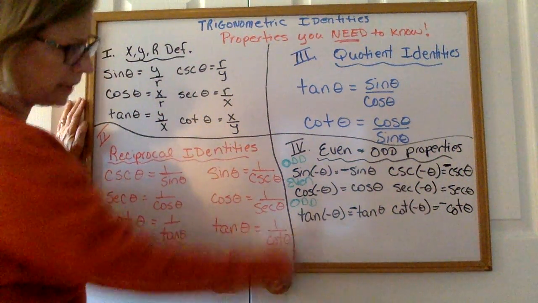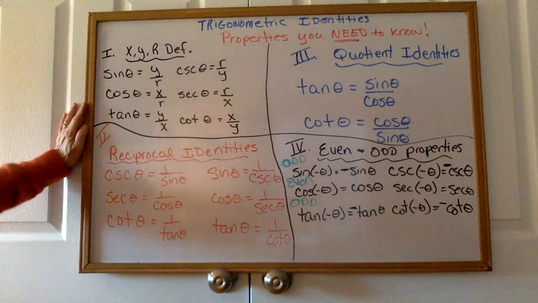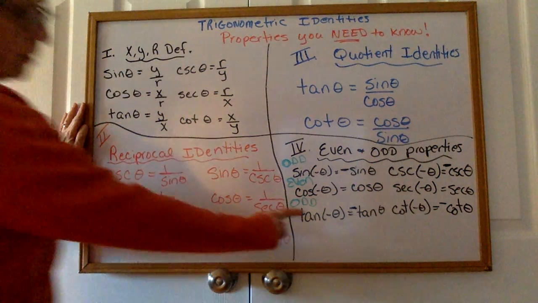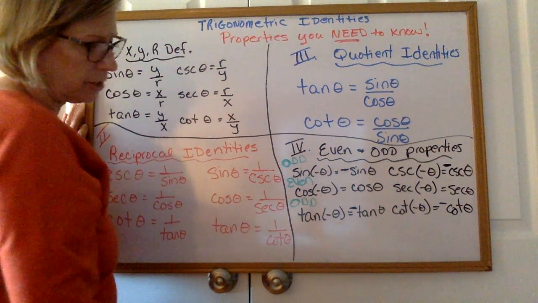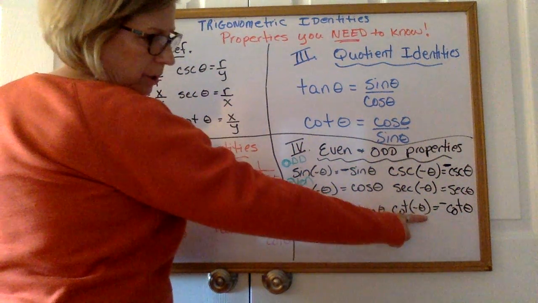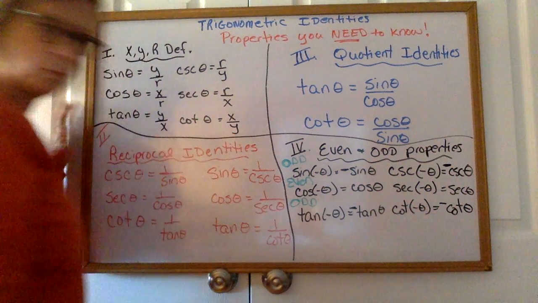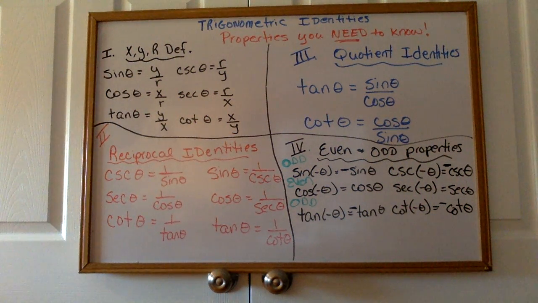And the last one, the tangent and its reciprocal cotangent are odd. So the tangent of the opposite of theta can be replaced with the opposite of the tangent of theta, and the cotangent of the opposite of theta can be replaced with the opposite of the cotangent of theta.